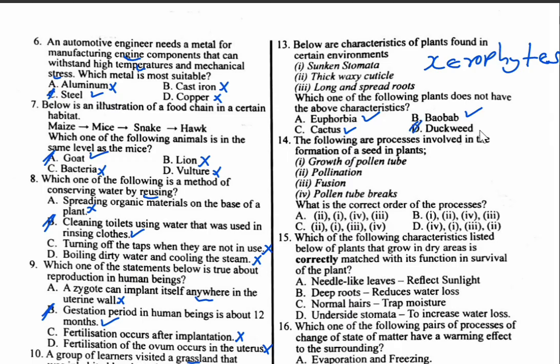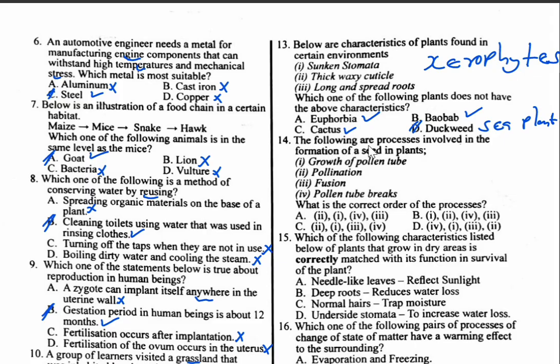Duckweed is a water plant. If you have time, you can search on the internet and see the images of duckweed. So this is not found in dry environments. So the correct option is D. Continue to question number 14.